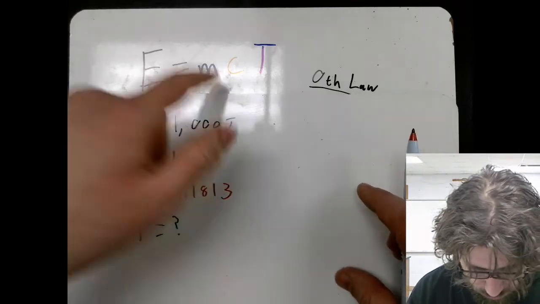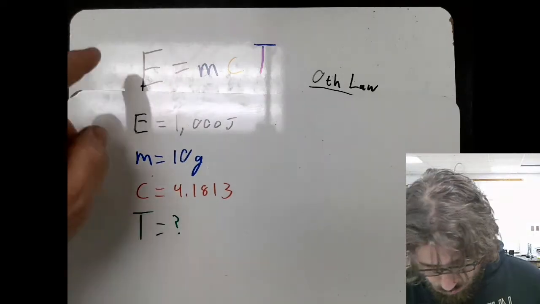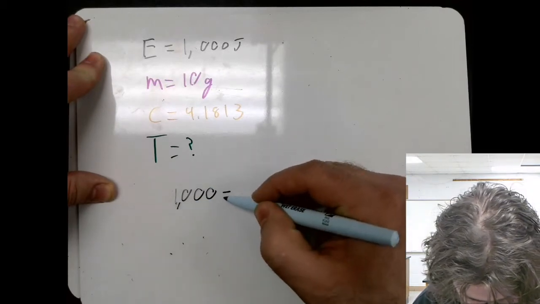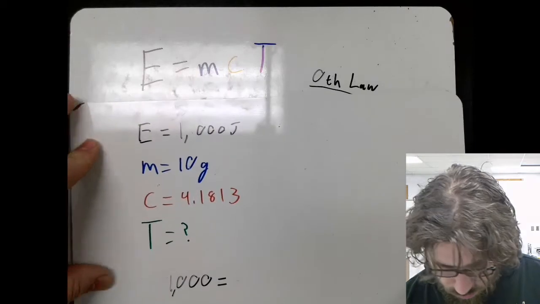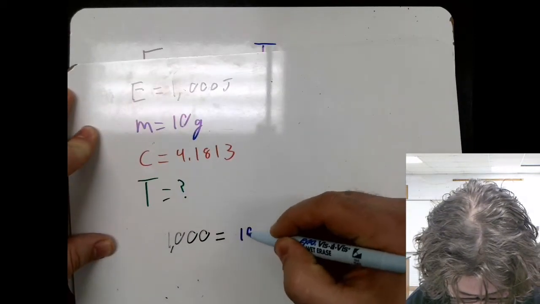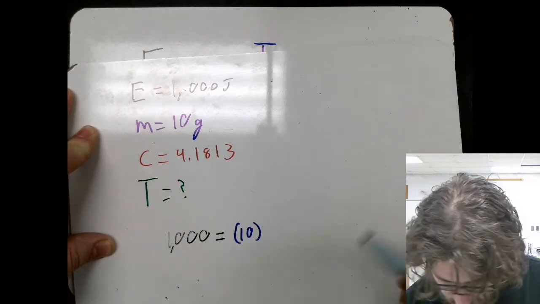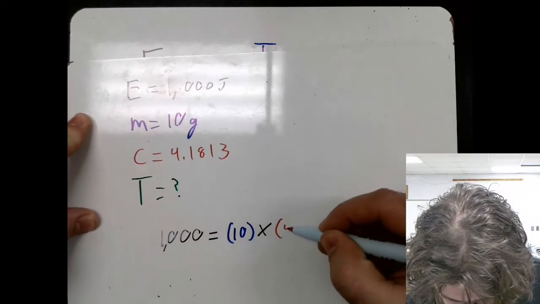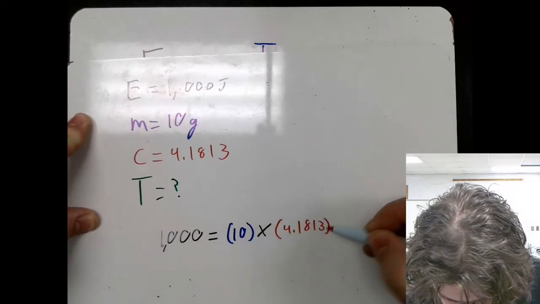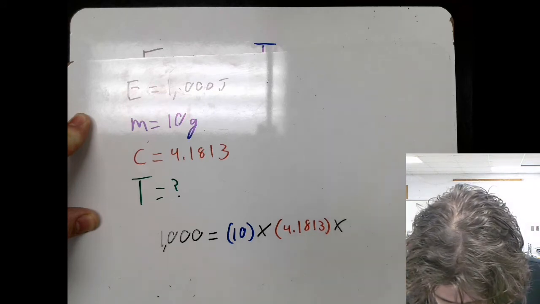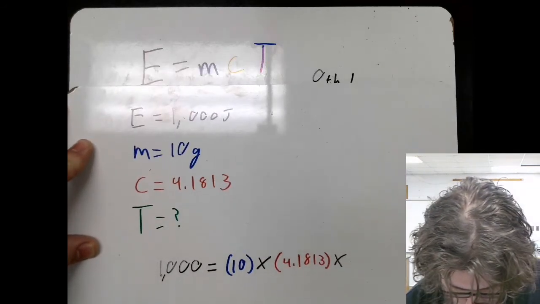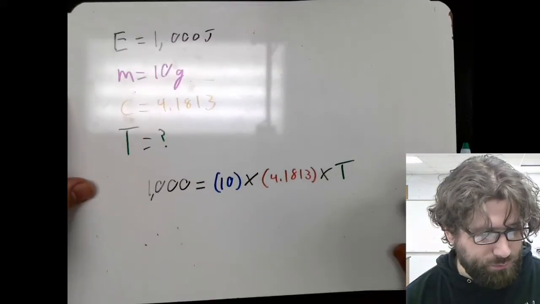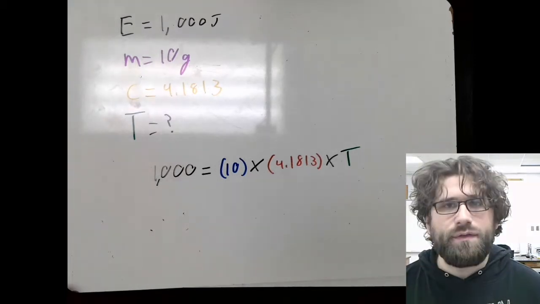Okay. So how are we going to put this together? Well, we're just going to plug these numbers into this equation. Let's try that. So I've got E, that's going to be 1,000. And then I've got M, it's going to be 10. Put parentheses around that just to keep everything nice and orderly, times, and then I've got C, that's going to be 4.1813, times, and then I've got my temperature. So how are we going to solve this?